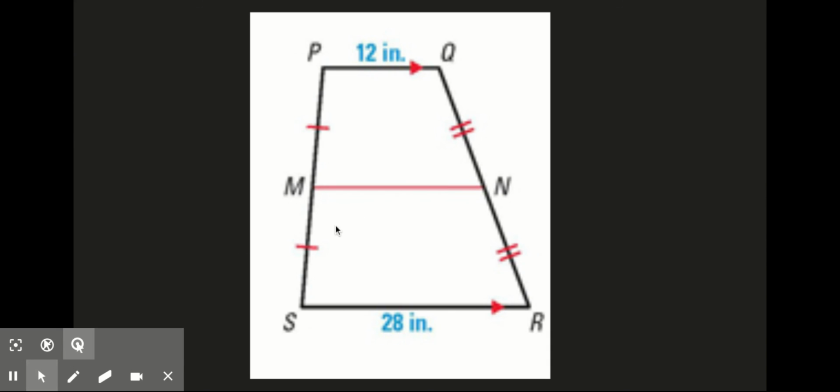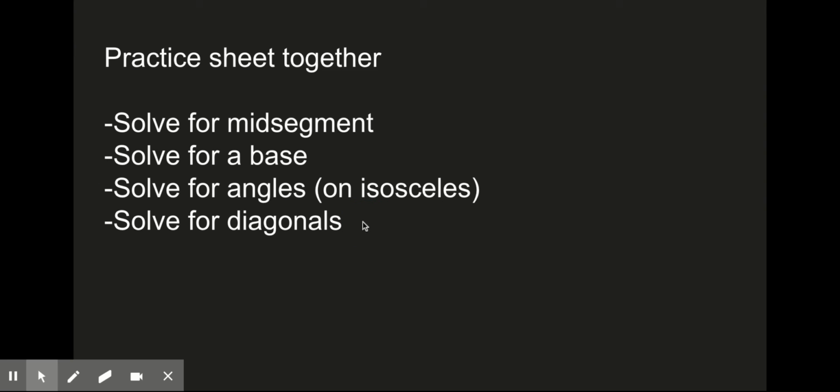So that's all the stuff we've covered for trapezoids. We only have one shape left to cover, and that's kites, and then we are done with this chapter. So there's a short little sheet. I've already made the answer key for it, and I'll be updating that assignment in the classroom to have it, but hopefully this video helps, and I'll see you soon.